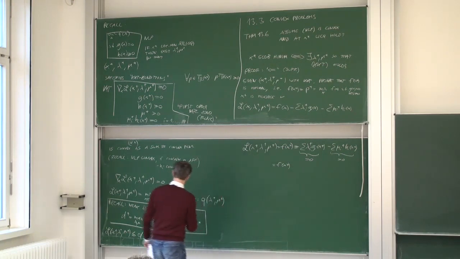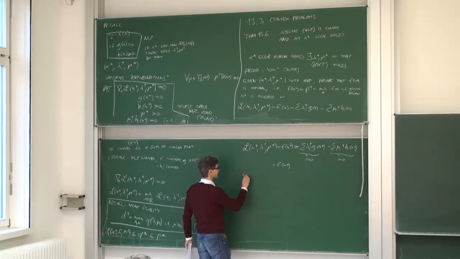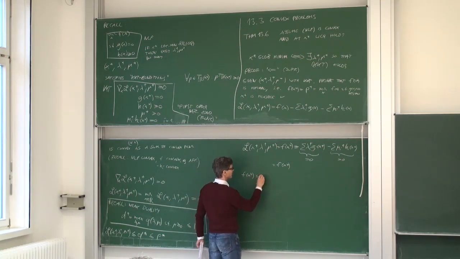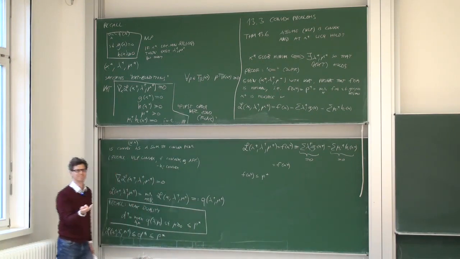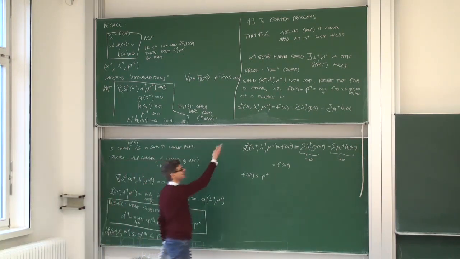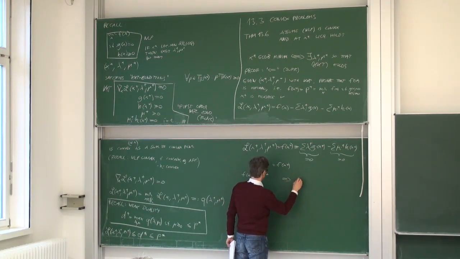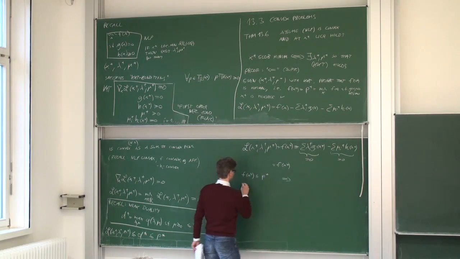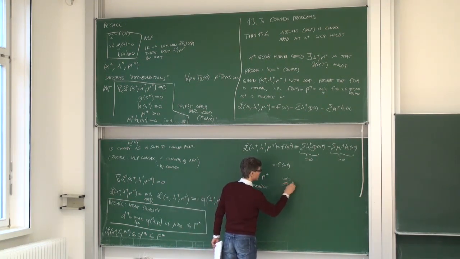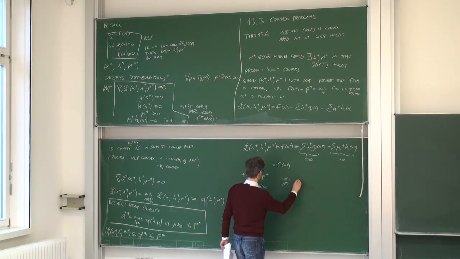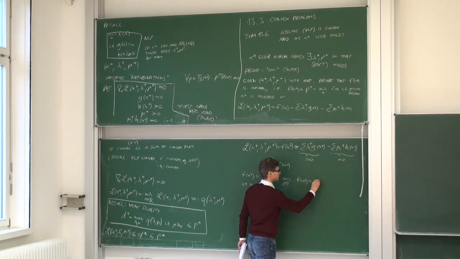And so what we know now is that f of x star is smaller than p star. And it is feasible. p star was the minimum of all feasible points. So that means that, and x star is feasible. And these two things together, they say that f of x star is equal to p star.